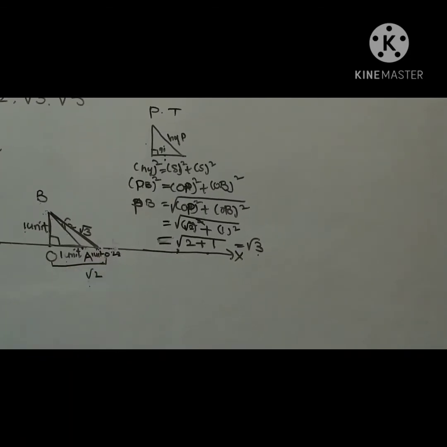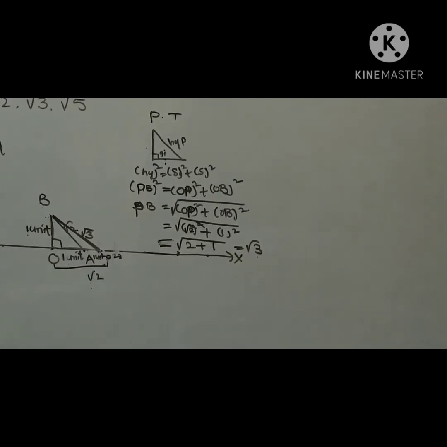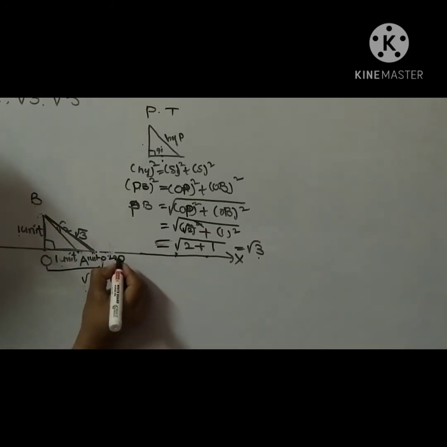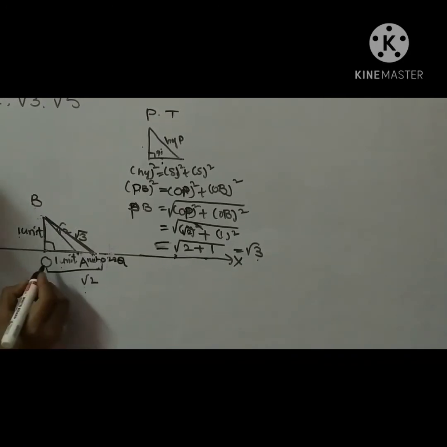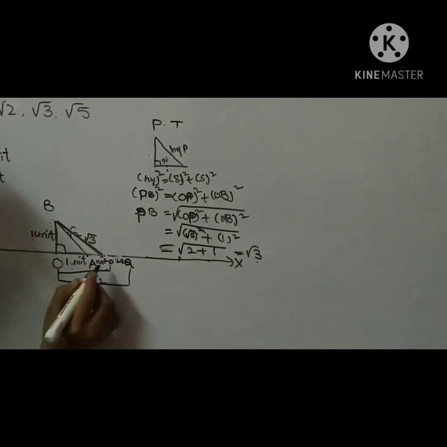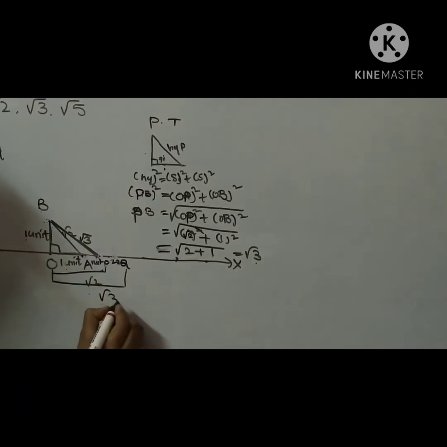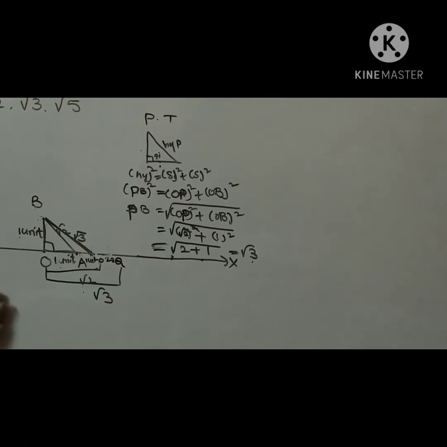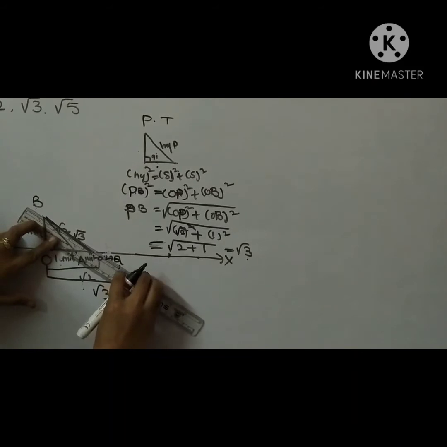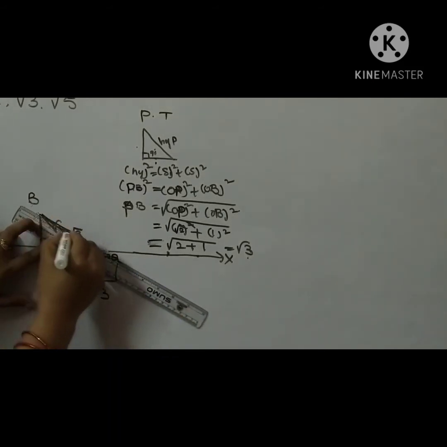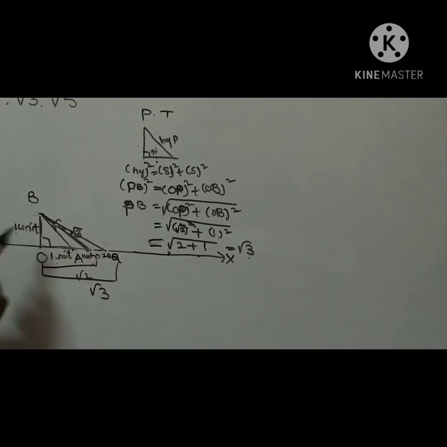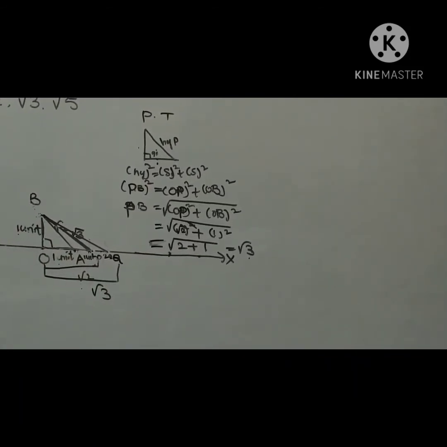Okay children. Here the point P and here the point Q. The distance O to Q is equal to PB. What is the PB distance? Root 3. So join Q and B. You find the QB distance. Okay children, did you understand?